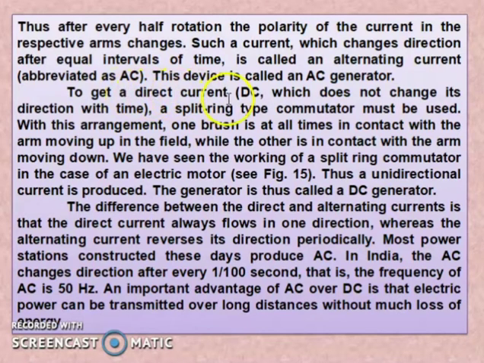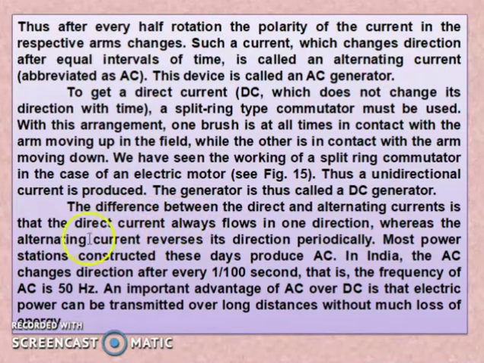To get a direct current, a split ring type commutator may be used. With this arrangement, one brush is at all times in contact with the arm moving up in the field, while the other is connected with the arm moving downward. We have seen the working of the split ring commutator in the case of the electric motor. Thus a unidirectional current is produced and this generator is called a DC generator.